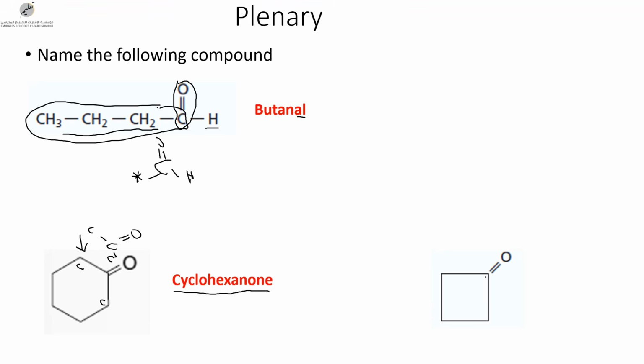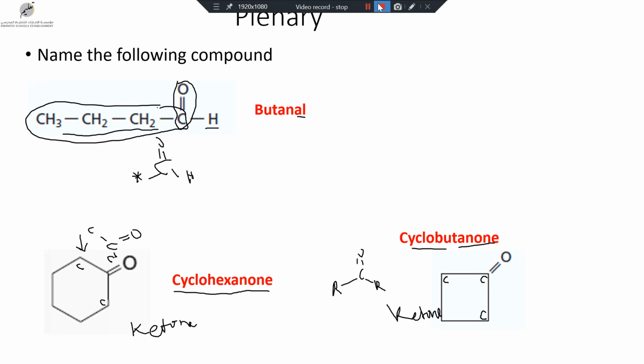How many carbons are here? 4. So this is cyclobutane. So you remove E and put one. So cyclobutanone. Okay, because this is a ketone and this is also a ketone. How did we know that this is a ketone? Because this carbon has a bond with a carbon here and a bond with a carbon here, which is like R and R. And that's it for ketones and aldehydes.